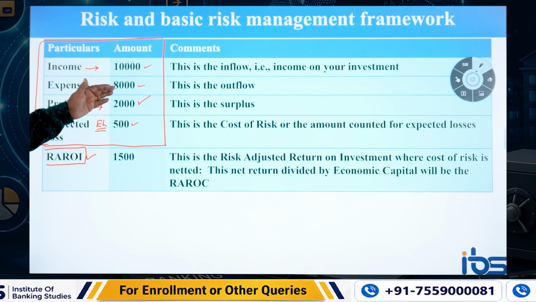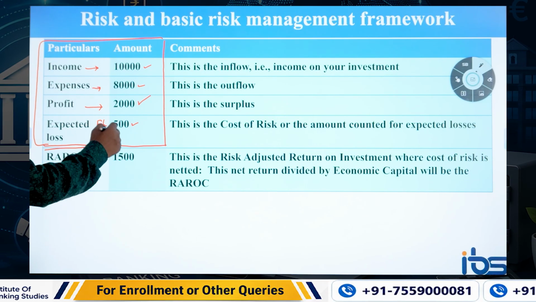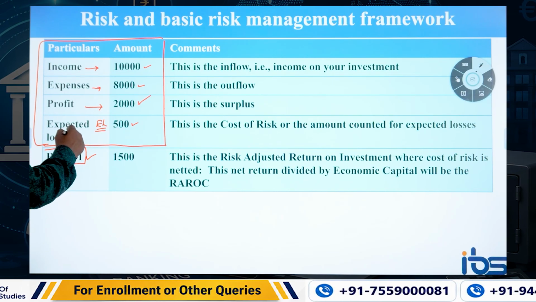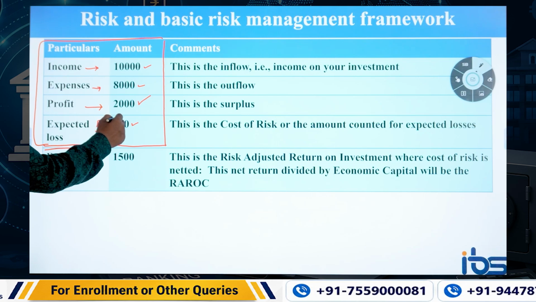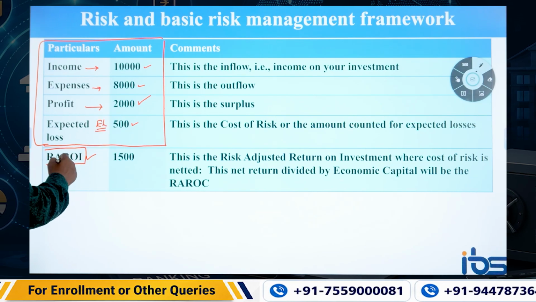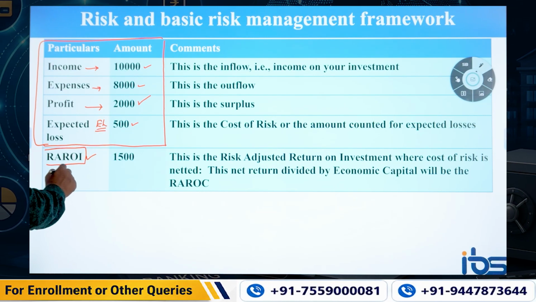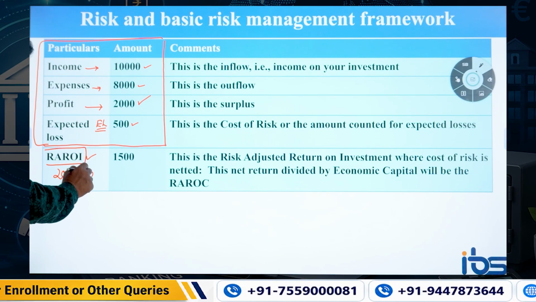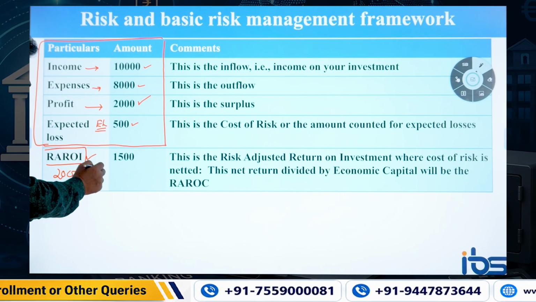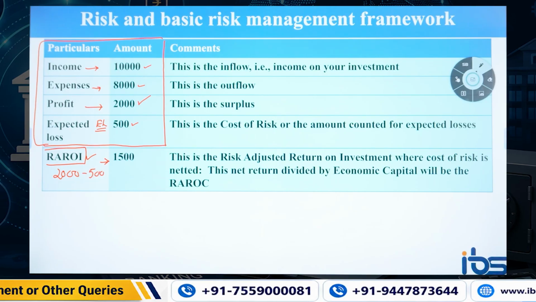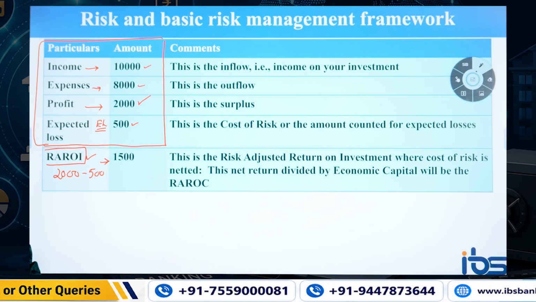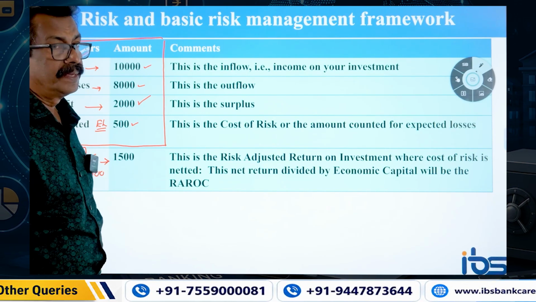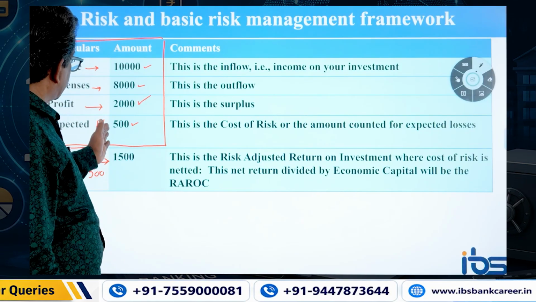So, then what is the risk adjusted return? Profit 2,000, risk cost, that is the expected loss, 500. So, RAROC 2,000 minus 500. So, 1,500 is the risk adjusted return on investment. This is the risk adjusted return.